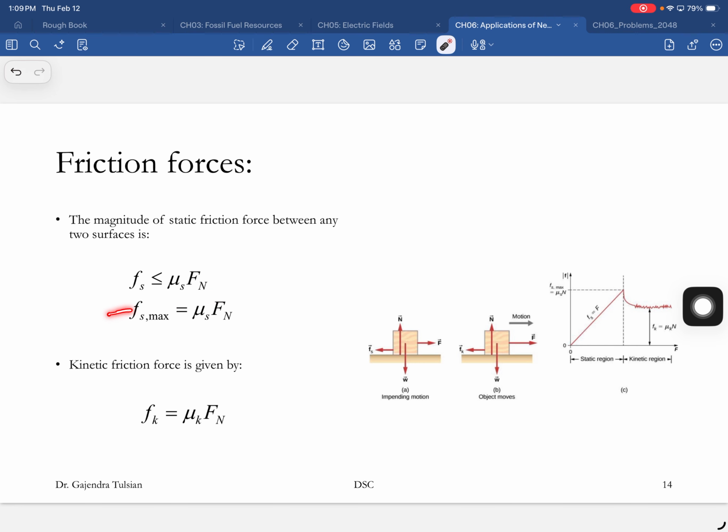All right, let's look at this equation. This is a force. What are the units of a force? Newton. What is this? This is a force, Newton. So what are the units for this guy? It's unitless. It's dimensionless. It's just a number. And this is a measure of the stickiness of the two surfaces.